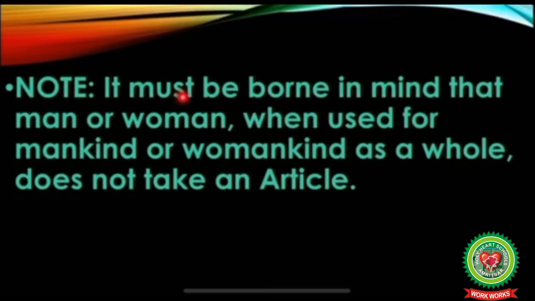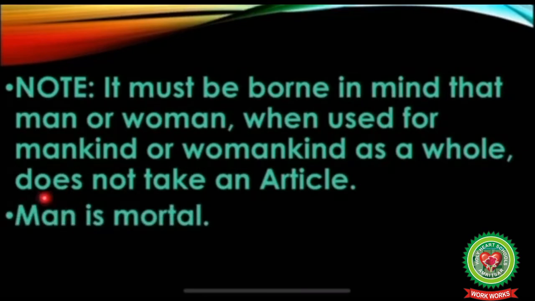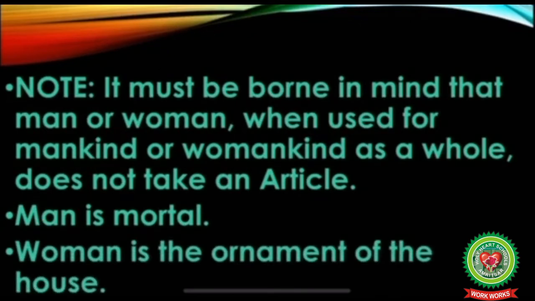Now one note is there. It must be borne in mind that man or woman, when used for mankind or womankind as a whole, doesn't take an article. So children, keep this in mind: when we are talking about man or woman, that would denote mankind as a whole or womankind as a whole, we will not be using any article before man or woman. For example, man is mortal. So man is representing the full mankind. So we will not be using any article before it. Similarly, woman is the ornament of the house. So we will not be using any article before the noun woman.